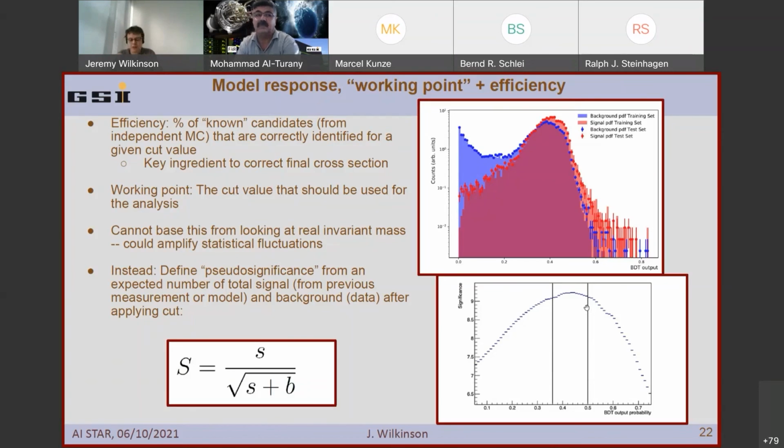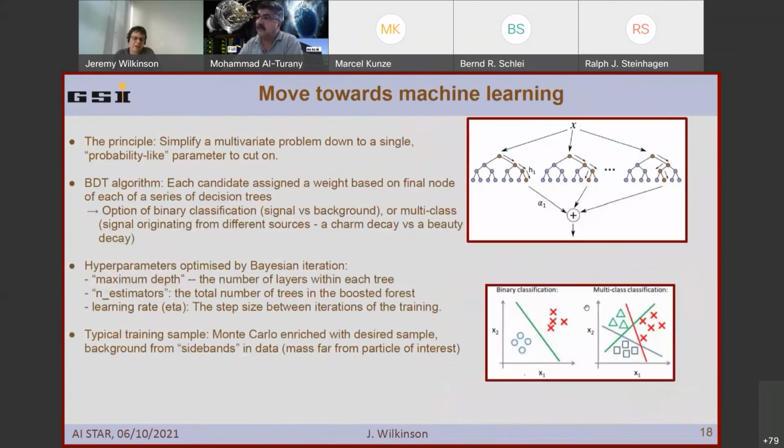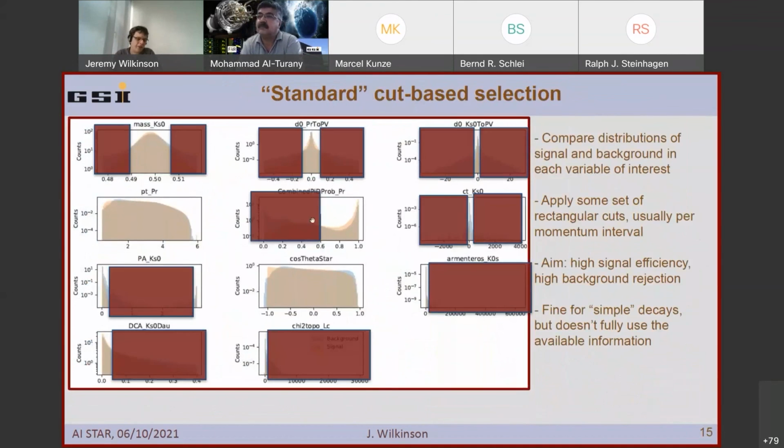It's quite similar to what we would do even in the original cut-based analyses, where we would perform a similar approach. Instead of changing the probability cut and seeing how that affects the signal, we would be changing these individual cuts. So the approach there is relatively similar to a classical analysis, I would say.